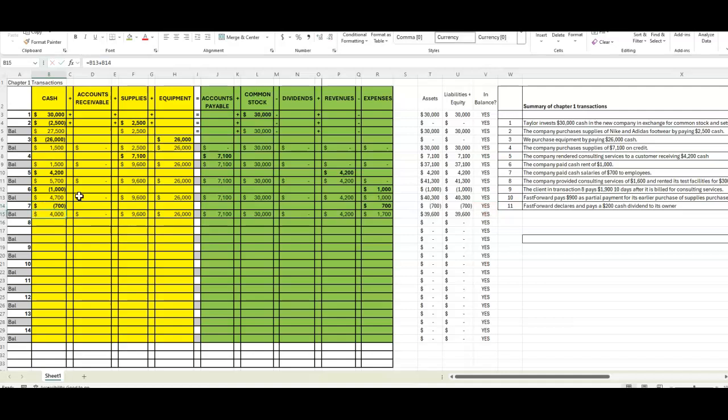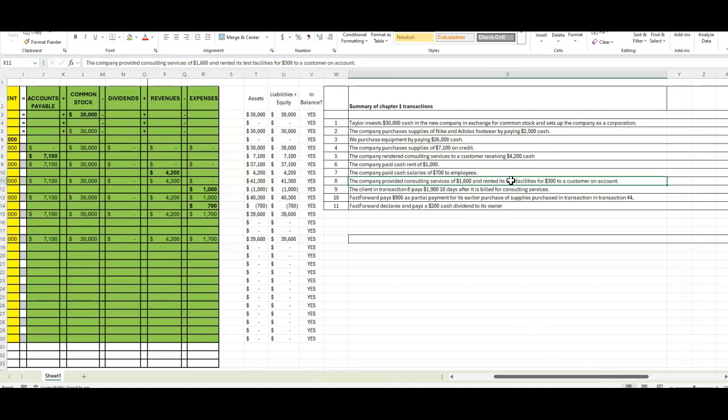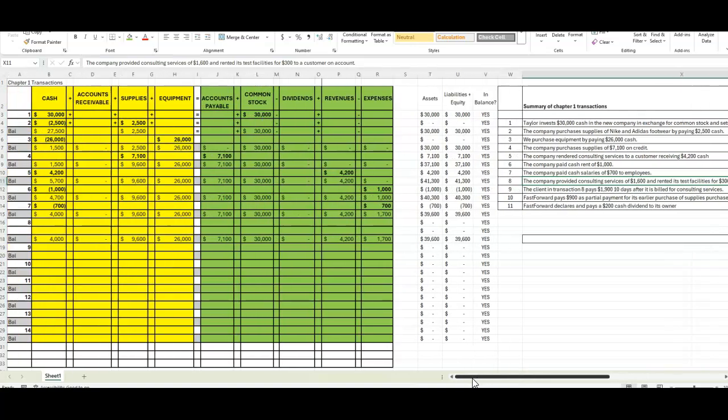If it ever doesn't balance, we've made a mistake. All right. Number 8 says that the company provided consulting services of $1,600 and rented its test facilities for $300 to a customer on account. That means we didn't get the money. We did it on account. That would be accounts receivable. They owe us this money.